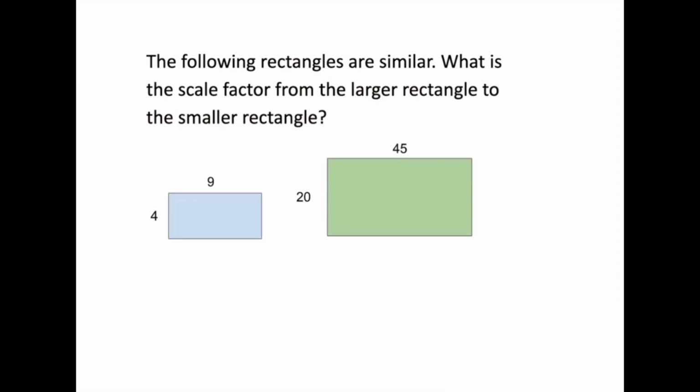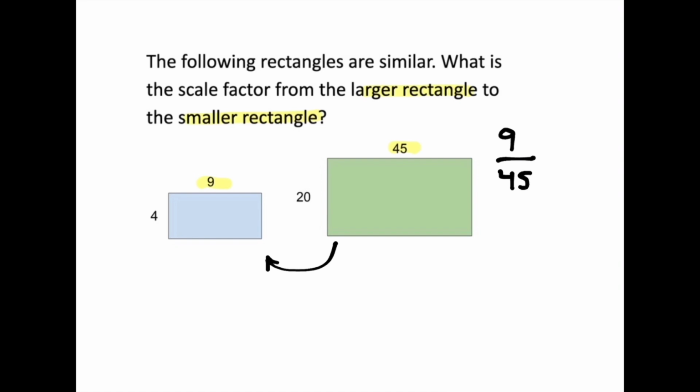Let's look at another example. This says that the following rectangles are similar. What is the scale factor from the larger rectangle to the smaller rectangle? So on this one, we're actually going to go opposite. Our rectangle is getting smaller. The first step is to find your corresponding sides. 45 corresponds with 9. Now, since we're finding the ratio from the larger rectangle to the smaller rectangle, we know that we're going to have a ratio that is less than 1 because our rectangle decreased in size. So on this one, we need to put the smaller rectangle side in the numerator. That'd be the 9. And then we need to put the 45 in the denominator.